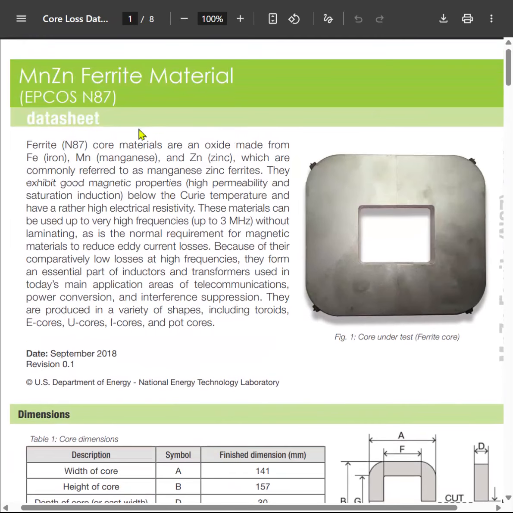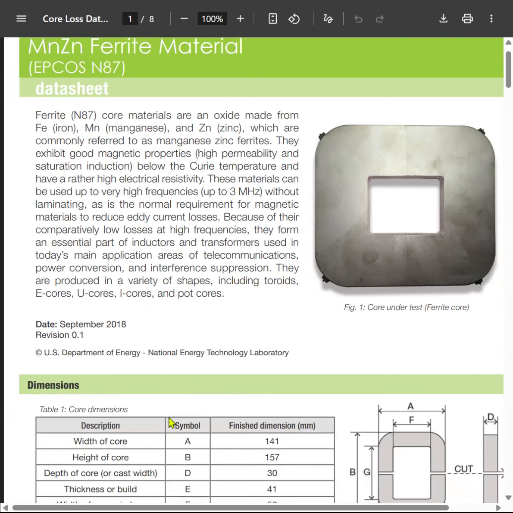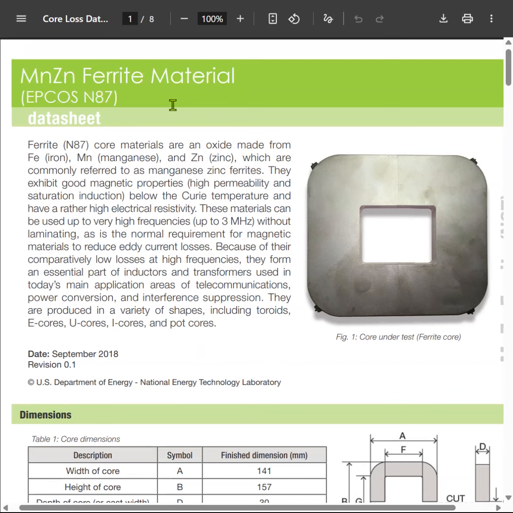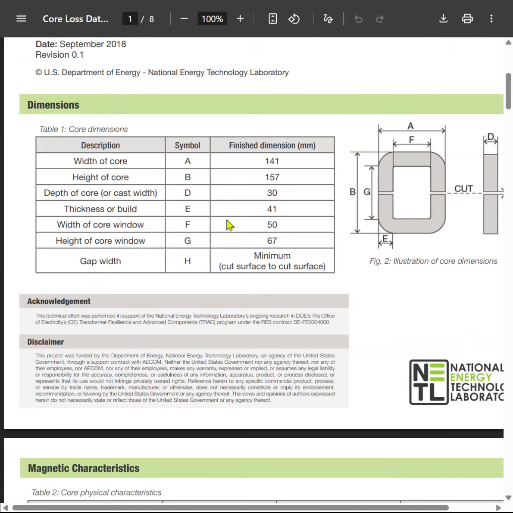This is a manganese zinc ferrite material data sheet, used to design high frequency inductors and transformers, which are used in applications like SMPS and flyback, and in areas like telecommunications, power conversion, and interference suppression. They come in many forms like toroids, E cores, EU cores, I cores, and pot cores, and they have good magnetic properties like low Curie temperature and high electrical resistivity, and are used for very high frequency, up to megahertz. This is just a basic overview of this material data sheet, so let's go deep into it.